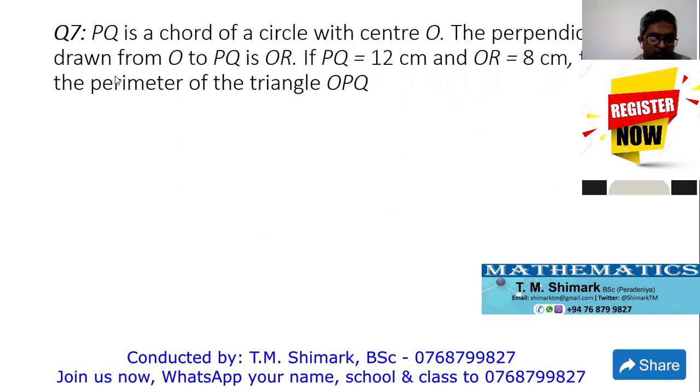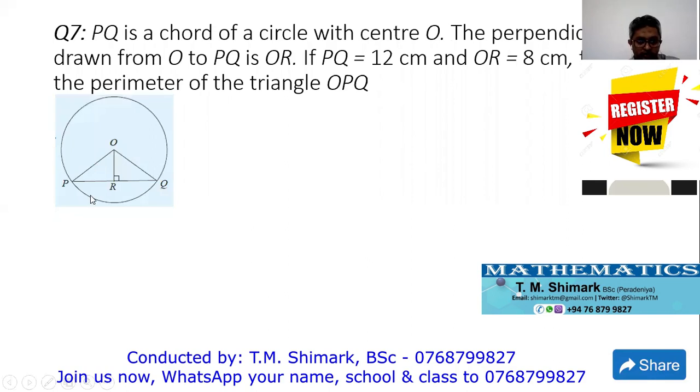Right, now the question. PQ is a chord of a circle with center O. The perpendicular drawn from O to PQ is OR. If PQ equals 12 and OR equals 8, find the perimeter of the triangle OPQ. Can you find the answer, please, fast?